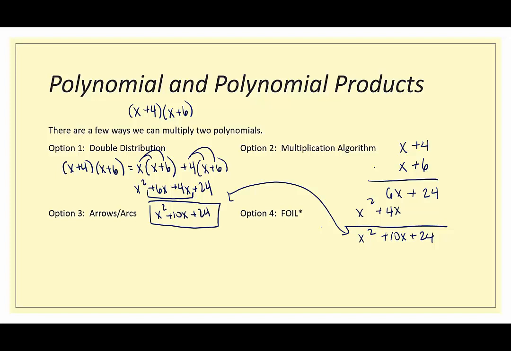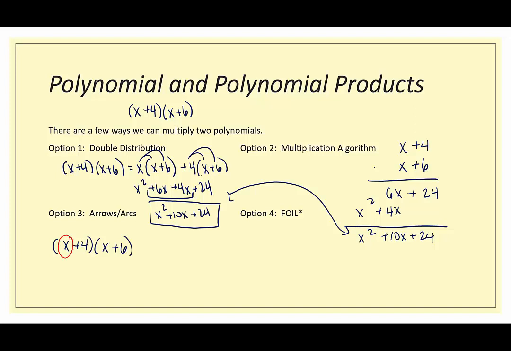We should be able to choose what method we use, and we should be able to get to the right answer. Option 3, this is the one that I use most frequently. The thing is, if it is a trinomial times a trinomial, this can get messy, and you might want to also do at least part of option 1 if it comes to that. So arcs and arrows is just saying I'm going to multiply each term from my first binomial, or from my first factor, to each term in my second polynomial.